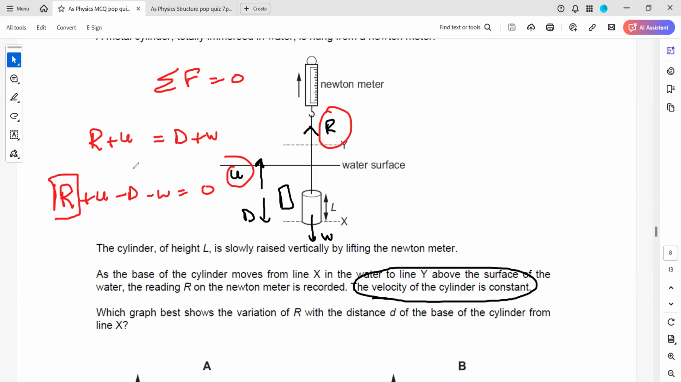Now let's see how the value of R will change. We want the resultant to be 0. First, the drag force. Does the drag force change? Drag force depends on two factors: the surface area, and the speed squared. In the question, they mention it is slowly raised, so the speed is very small, negligible, and the surface area is not changing for the cylinder. So the drag force will not change. The drag force will remain constant.